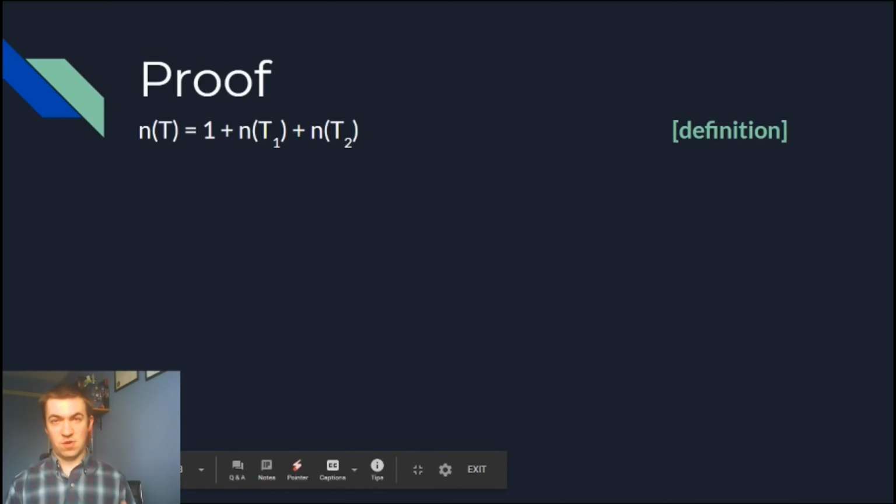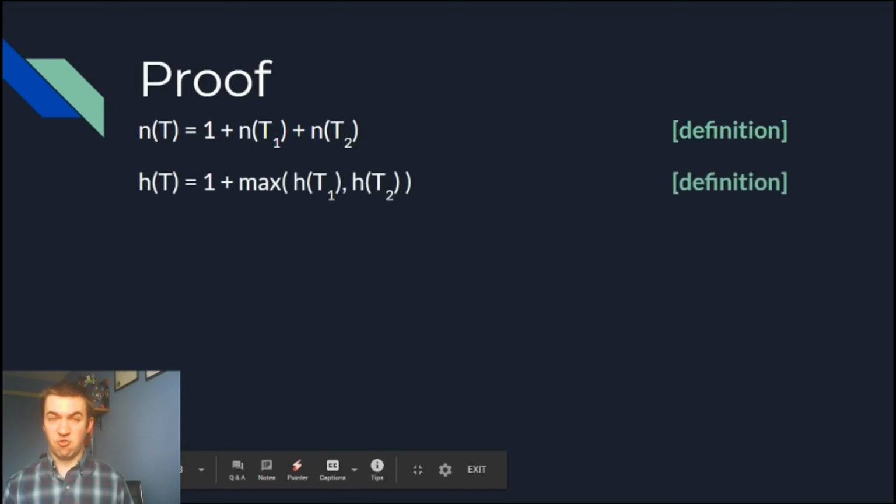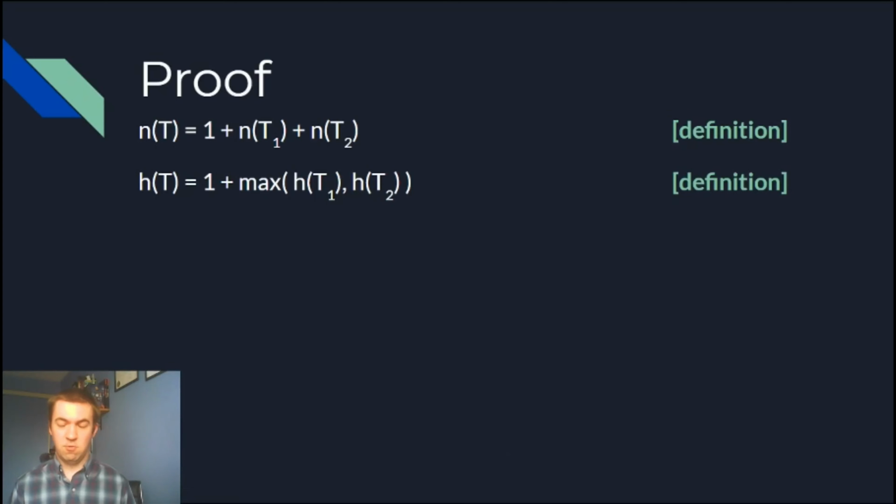First off, by definition, the number of nodes in our tree is 1 plus the number of nodes in the left tree plus the number of nodes in the right tree. The height of our tree is 1 plus the maximum height of either the left side or the right side. Whichever tree is bigger, we take that height, we add 1, that's the height of our new tree.